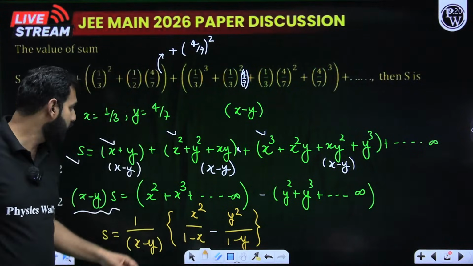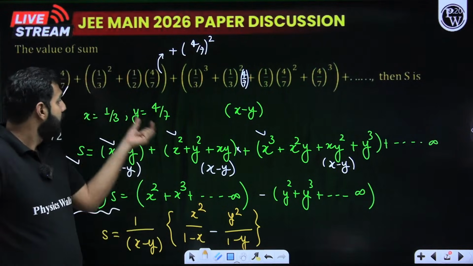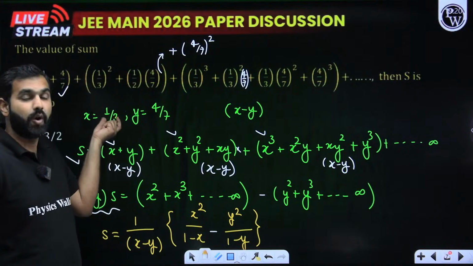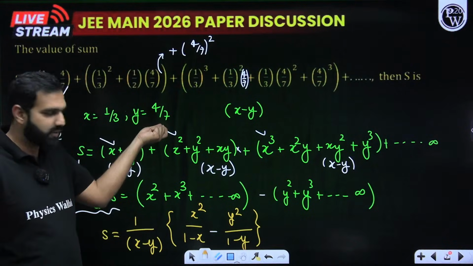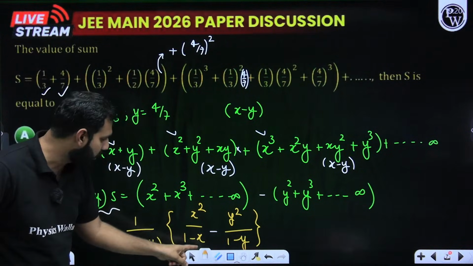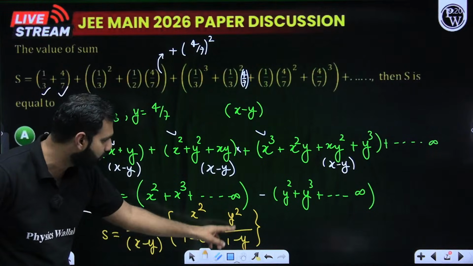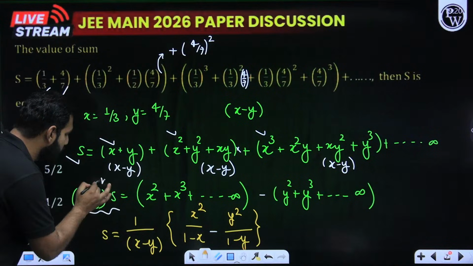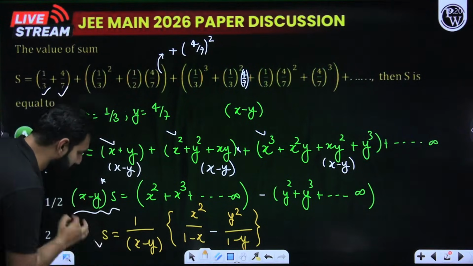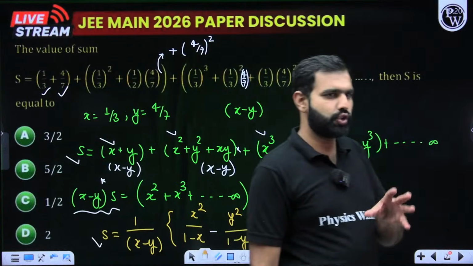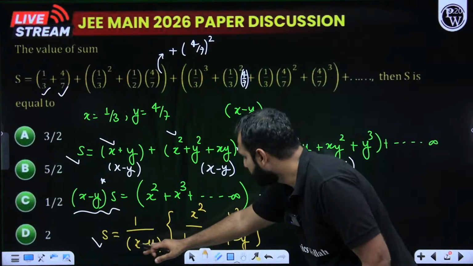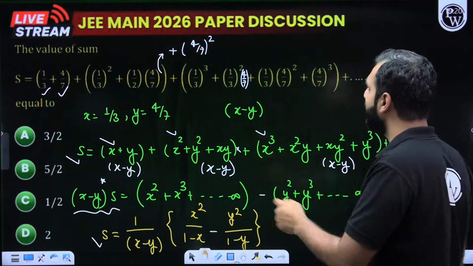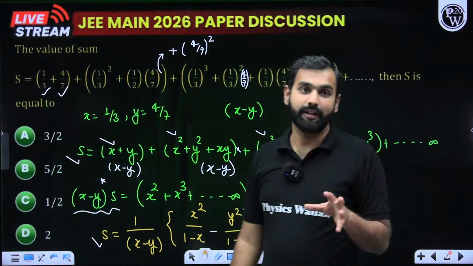So with that, this is clearly a GP, and the sum of infinite terms of this GP can be figured out, because the common ratio is less than 1. Here also the common ratio is less than 1. So first term is x square, common ratio is x, a upon 1 minus r. But you got to take care of one more thing. You got to divide it by x minus y so that you can get the value of s. The only thing you should take care of is simply substitute the values of x and y here, which were basically 1 by 3 and 4 by 7, so that you can crack the answer. Was it really a tough question?